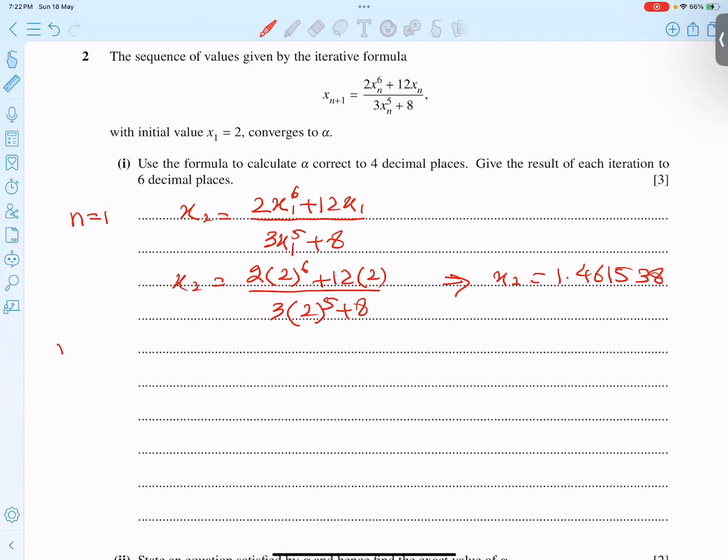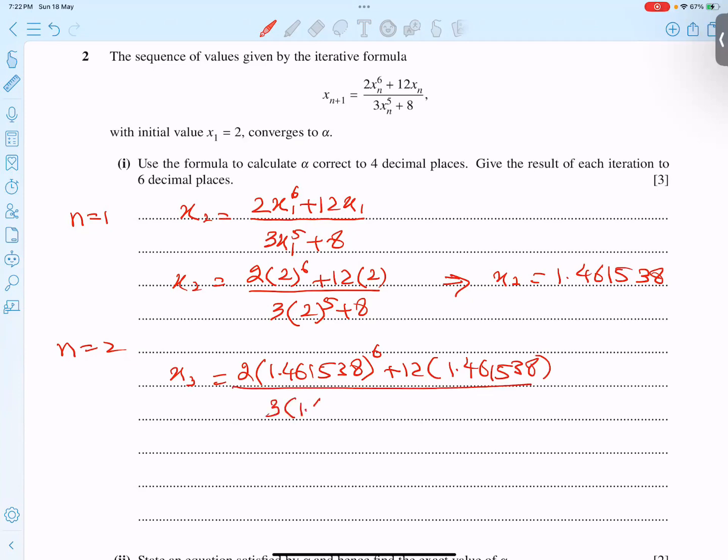Now I will plug in every n by 2, so the whole equation, 2, 2, 2. So I get here 3, and the whole value I'm going to plug in here, here, and here. So when I plug in every x value of that, what happens, students? Let's see. So 2 times 1.461538 to the power 6, and 12 times 1.461538.